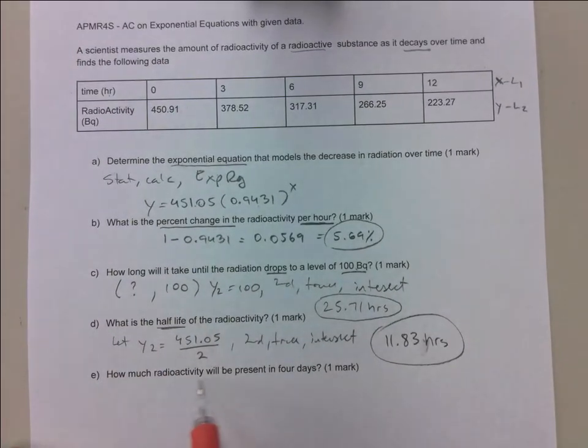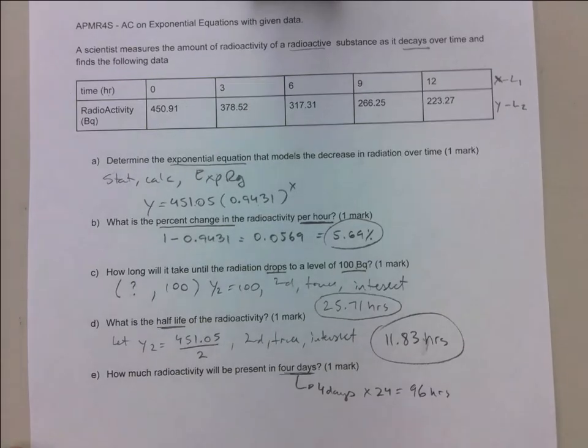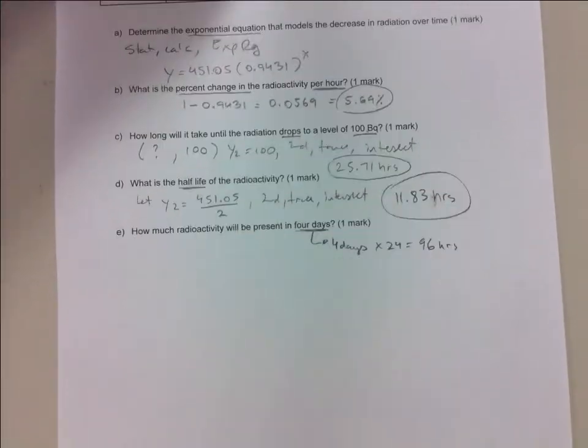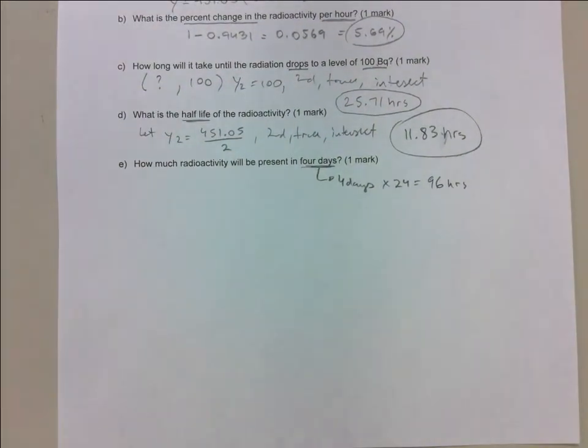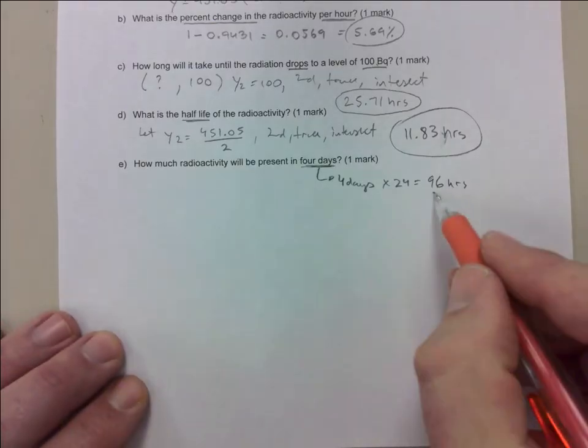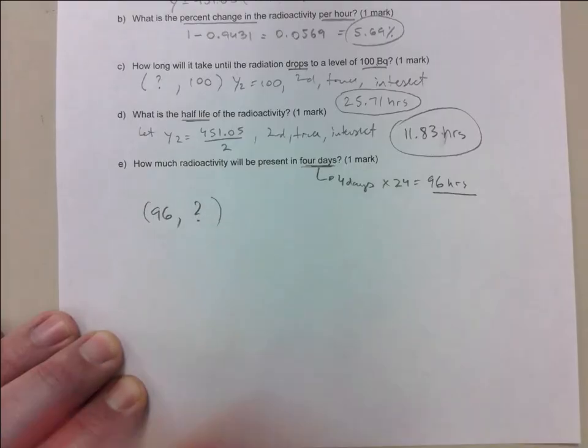How much radioactivity will be present in 4 days? 4 days is 4 days times 24. That's 96 hours. You can't do days, right? Got to go hours. So they're saying when X is 96, what is Y?